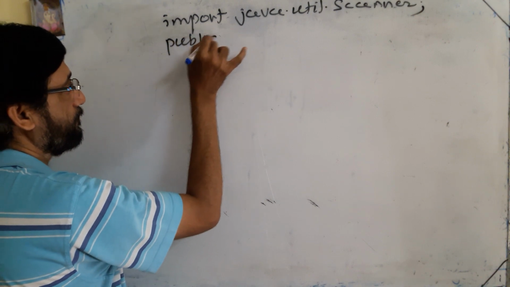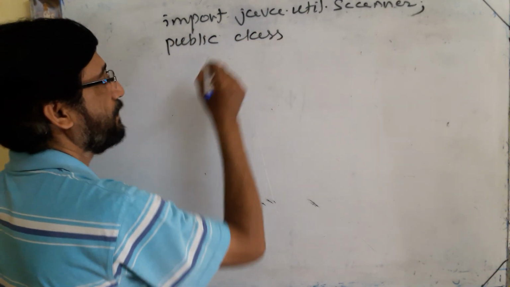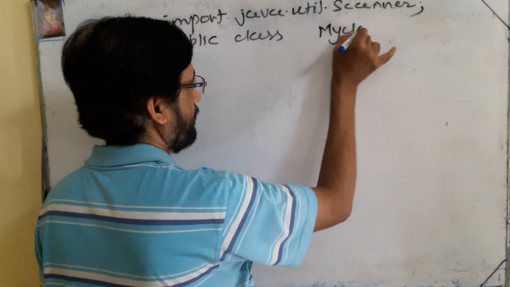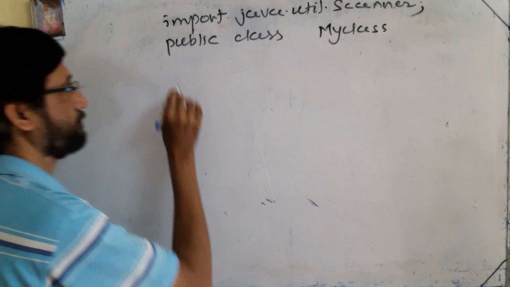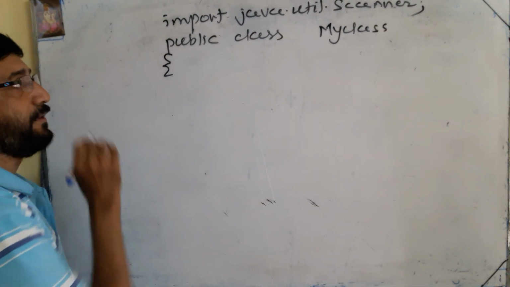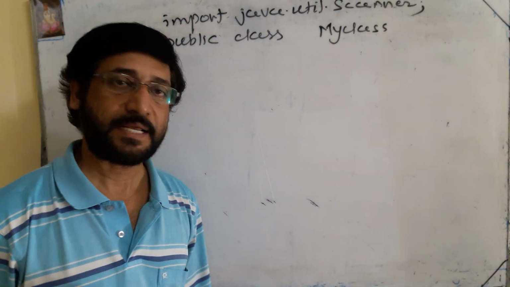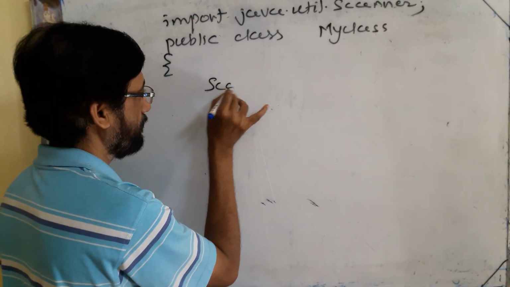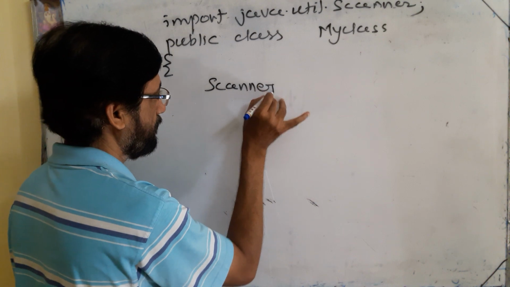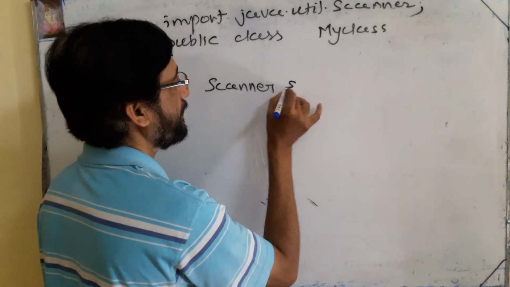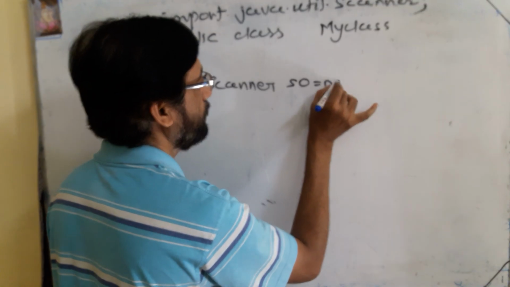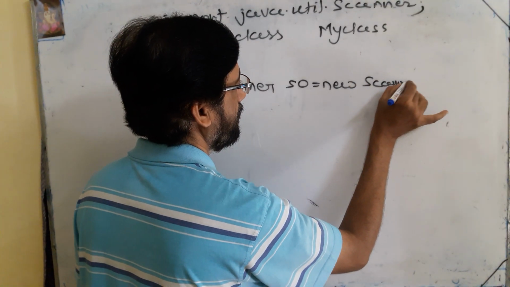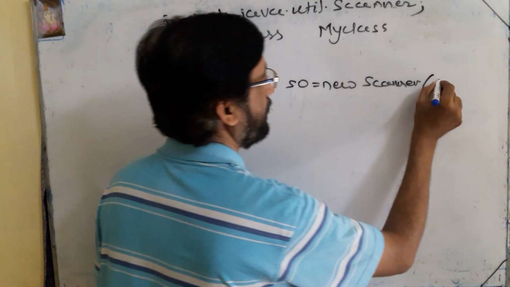Public class, and say the class name is MyClass. Now, after creating the class, you have to create the Scanner object by using the operator new. That is Scanner. Say the Scanner object, I am taking, say, SO is equal to new Scanner(System.in).